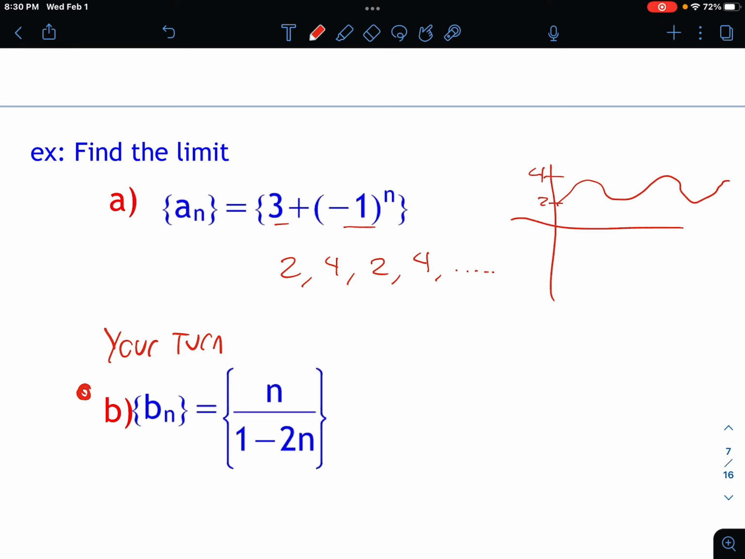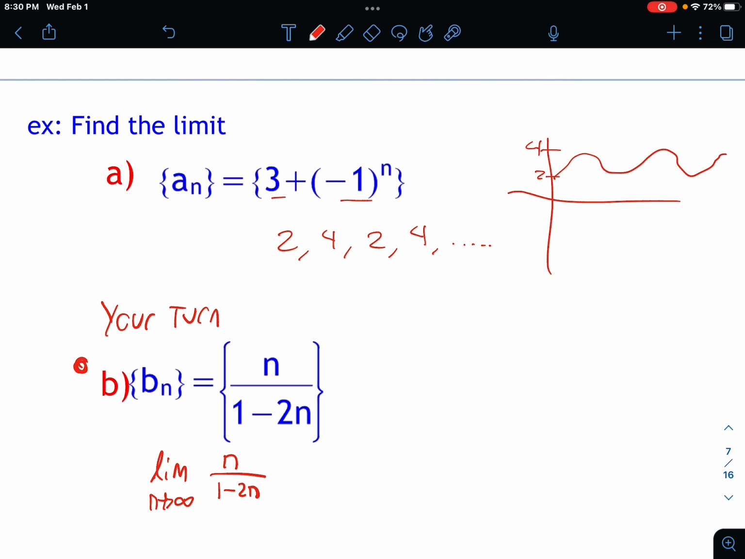Okay? What I'd like you to do is please go ahead and take the limit as n approaches infinity of n over 1 minus 2n. If it approaches a number, the sequence is going to converge. If it doesn't, it does not converge. It diverges. I'm going to give you a moment to go ahead and do that.